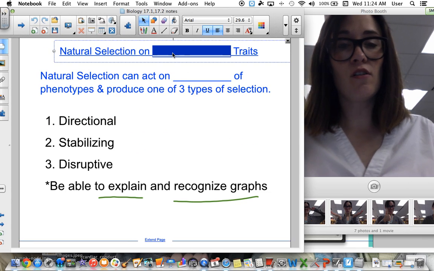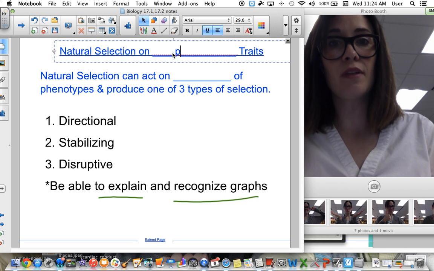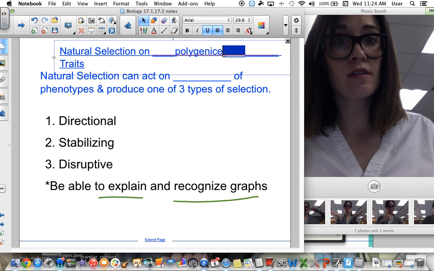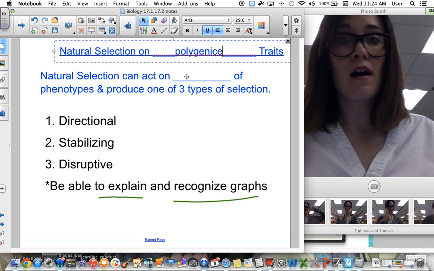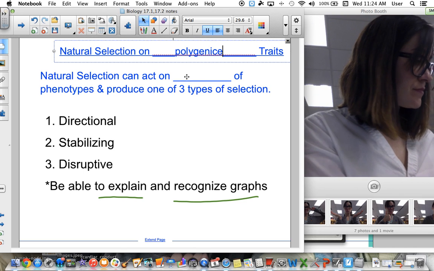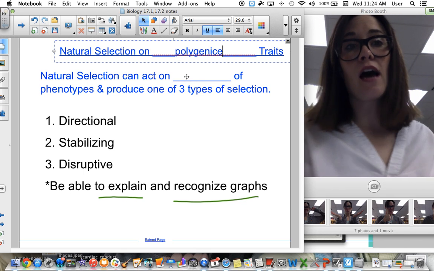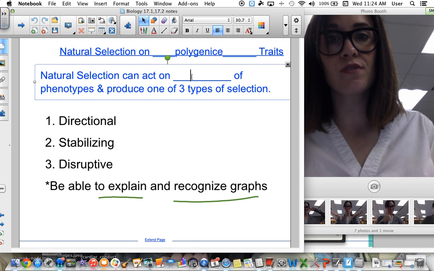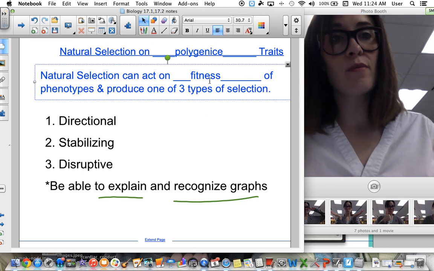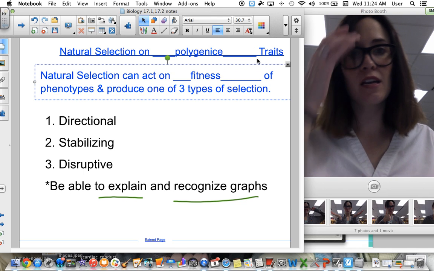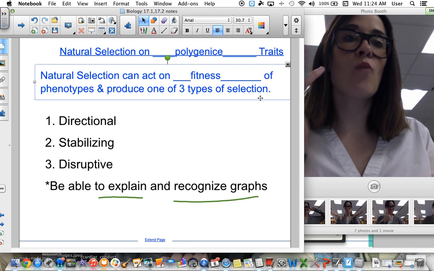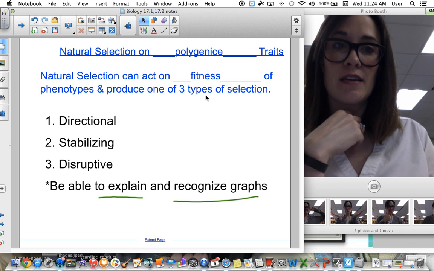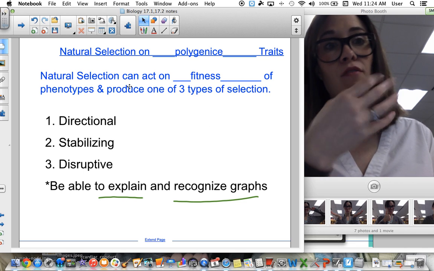Natural selection can also happen on more complex traits, those polygenic traits like height that we talked about, that produce a bell curve. How it acts on these traits is that it impacts the fitness. And remember, we're not talking about physical fitness here. We're talking about how well an organism can survive and reproduce in the environment. So it changes the fitness of the phenotypes.